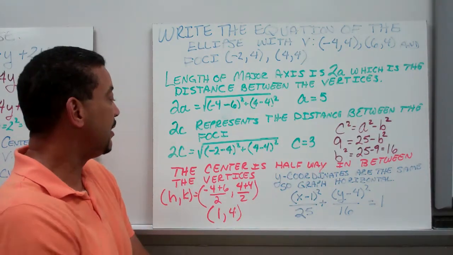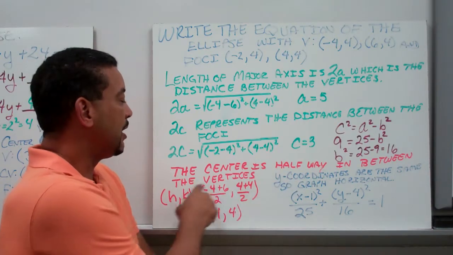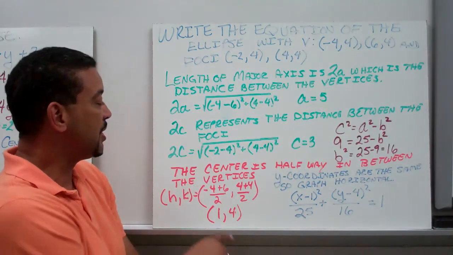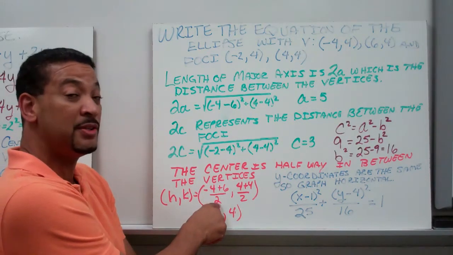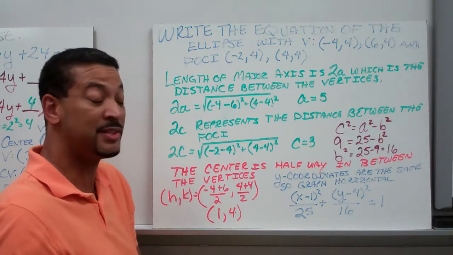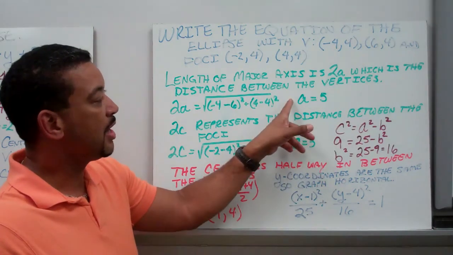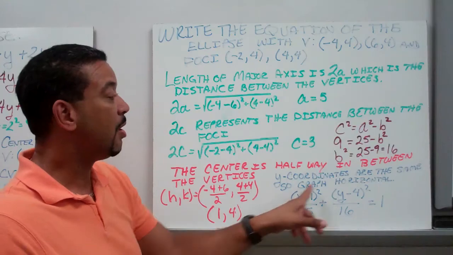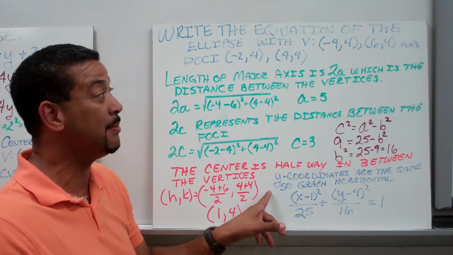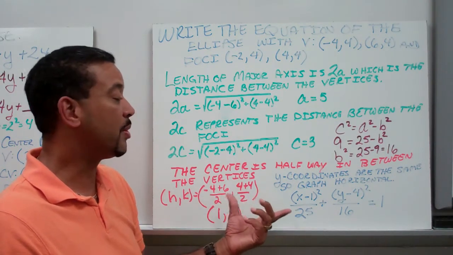Now that we have that, the other thing we need is our center. Our center is halfway in between the two vertices. So we take (-4 plus 6) divided by 2 and (4 plus 4) divided by 2. That's going to give us (1, 4) as our center. Now that we have our center, our b squared, and we know a squared is 25, all we do is plug this into our formula. We also know that because the y coordinates are the same, this graph is horizontal.